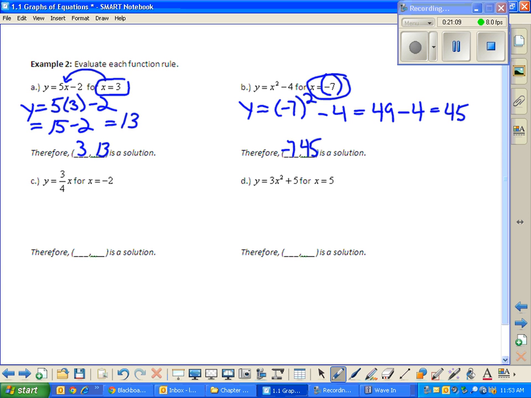I use parentheses for negative values. In this case, I used parentheses because I was substituting in a negative. It says x squared, so you take whatever x is and square it. In this case, x was negative 7, so you have to take negative 7 times itself. That's what it means to square something. So we take negative 7 times negative 7, and that's why we got a positive 49. Does that make sense?